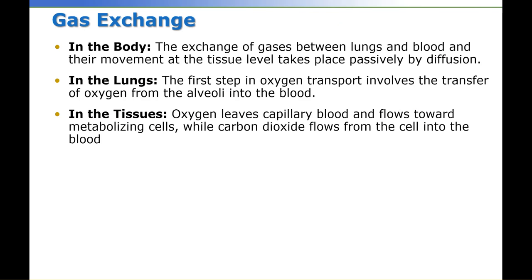Gas exchange in the body, the exchange of gases between lungs and blood, and their movement at the tissue level takes place passively by diffusion. In the lungs, the first step in oxygen transport involves transfer of oxygen from alveoli to the blood. In the tissues, oxygen leaves capillary blood and flows toward metabolizing cells, or carbon dioxide flows from the cell into the blood.